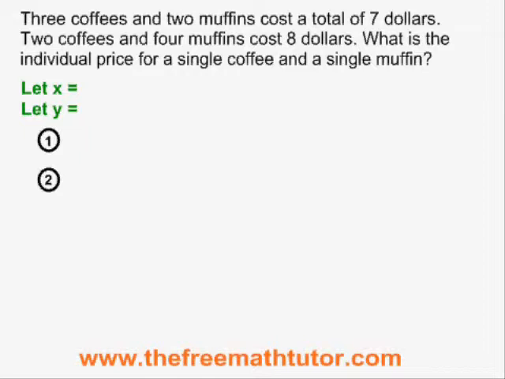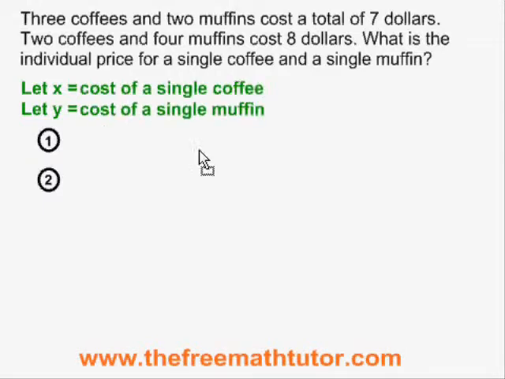The first thing we have to do is define our variables, and our hint for doing that is the question at the end of the problem. What is the individual price for a single coffee and a single muffin tells us that we need to define our variables as let x equal the cost of a single coffee and let y equal the cost of a single muffin. The next step is to create our two equations with two variables each.